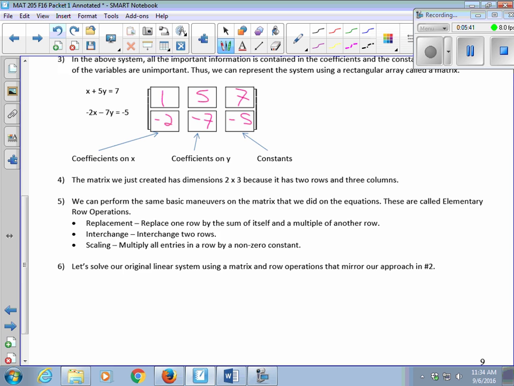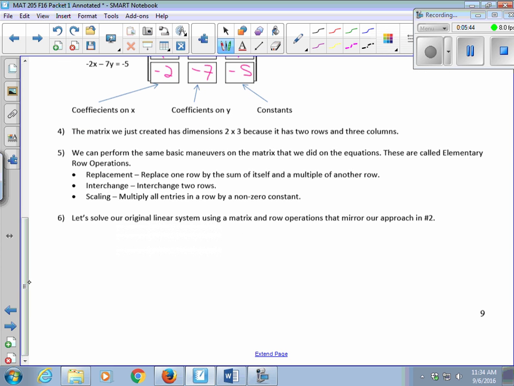So I'm going to solve this system using the matrix and row operations. All right, so I start with 1, -2, 5, -7, 7, -5, and I kind of like having the line there. Okay. So my first step is that I'm going to do a replacement. That's what I did when I was solving the equation. I replaced an equation with another equation. So in my first step, I'm going to do a replacement.